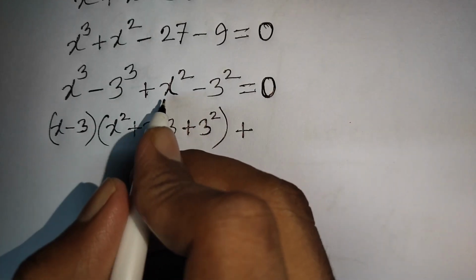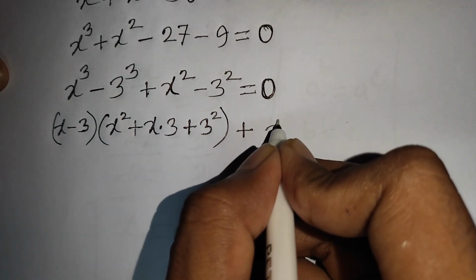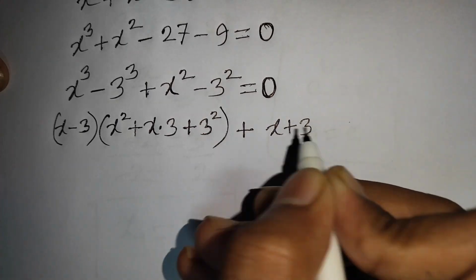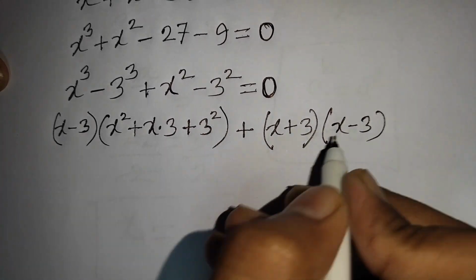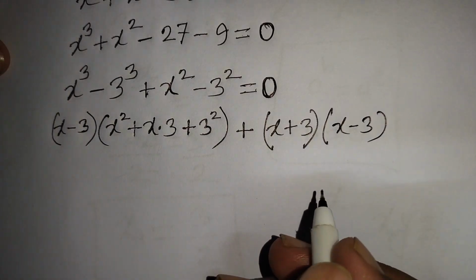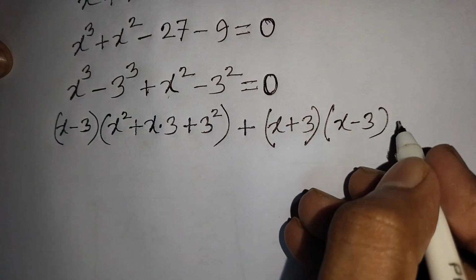here I can apply the formula of a square minus b square. So according to the formula I can write here (x plus 3) times (x minus 3). That means (a plus b) times (a minus b). This is the formula of a square minus b square. Then is equal to 0.